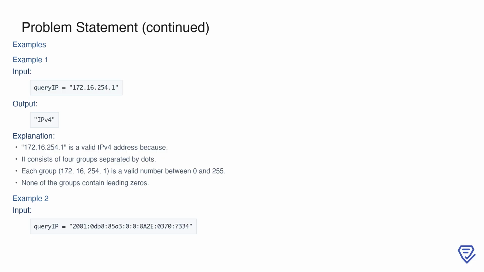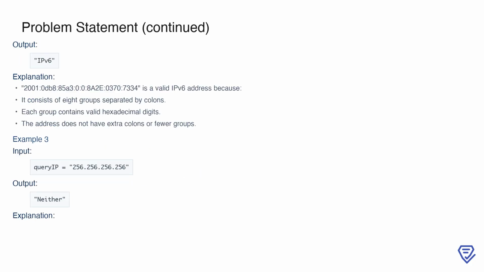Now, for the input queryIP equals 2001:0db8:85a3:0:0:8A2E:0370:7334, we get the output IPv6. This is because the address satisfies the format for an IPv6 address. It consists of 8 groups separated by colons, and each group contains valid hexadecimal digits. Additionally, there are no extra colons, and the address has exactly 8 groups.